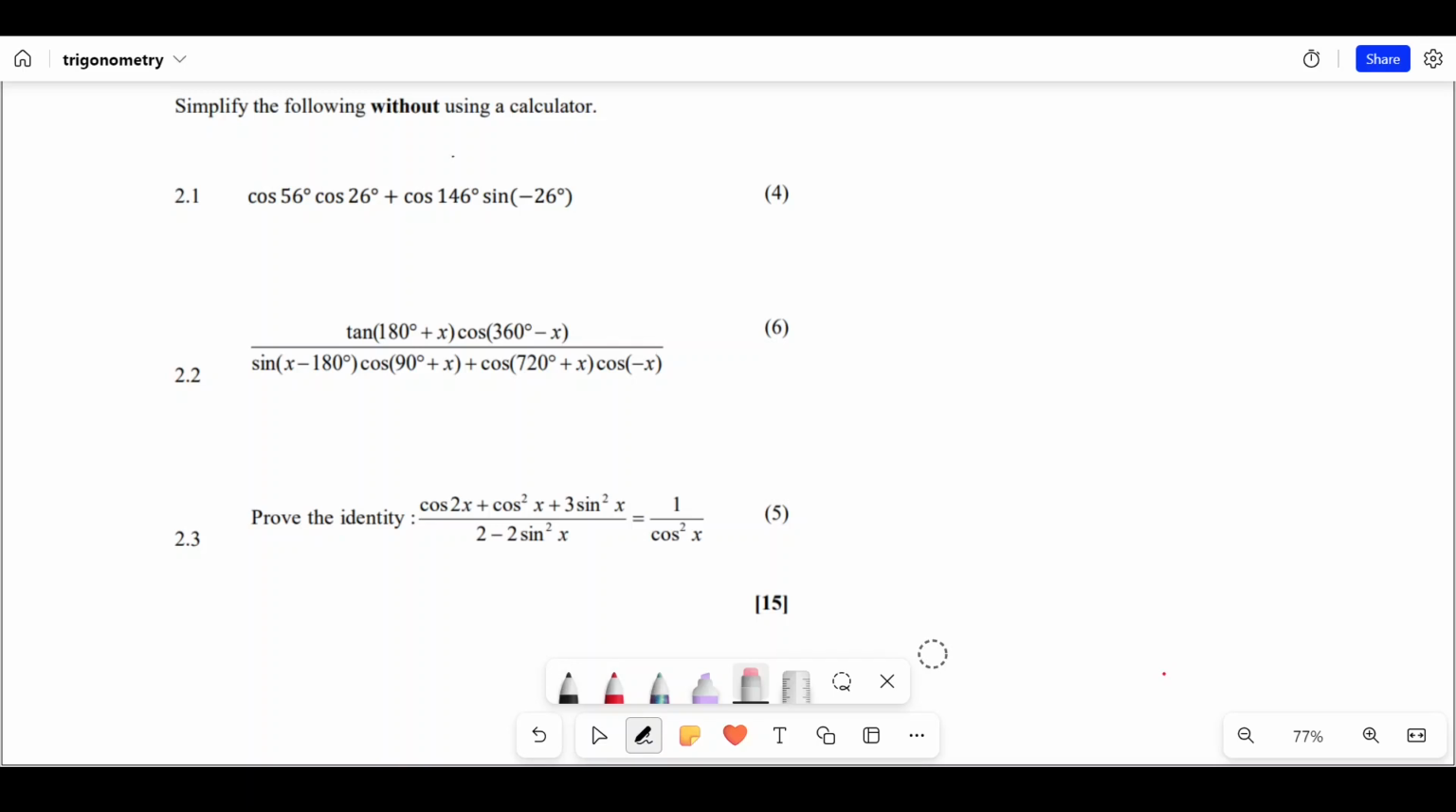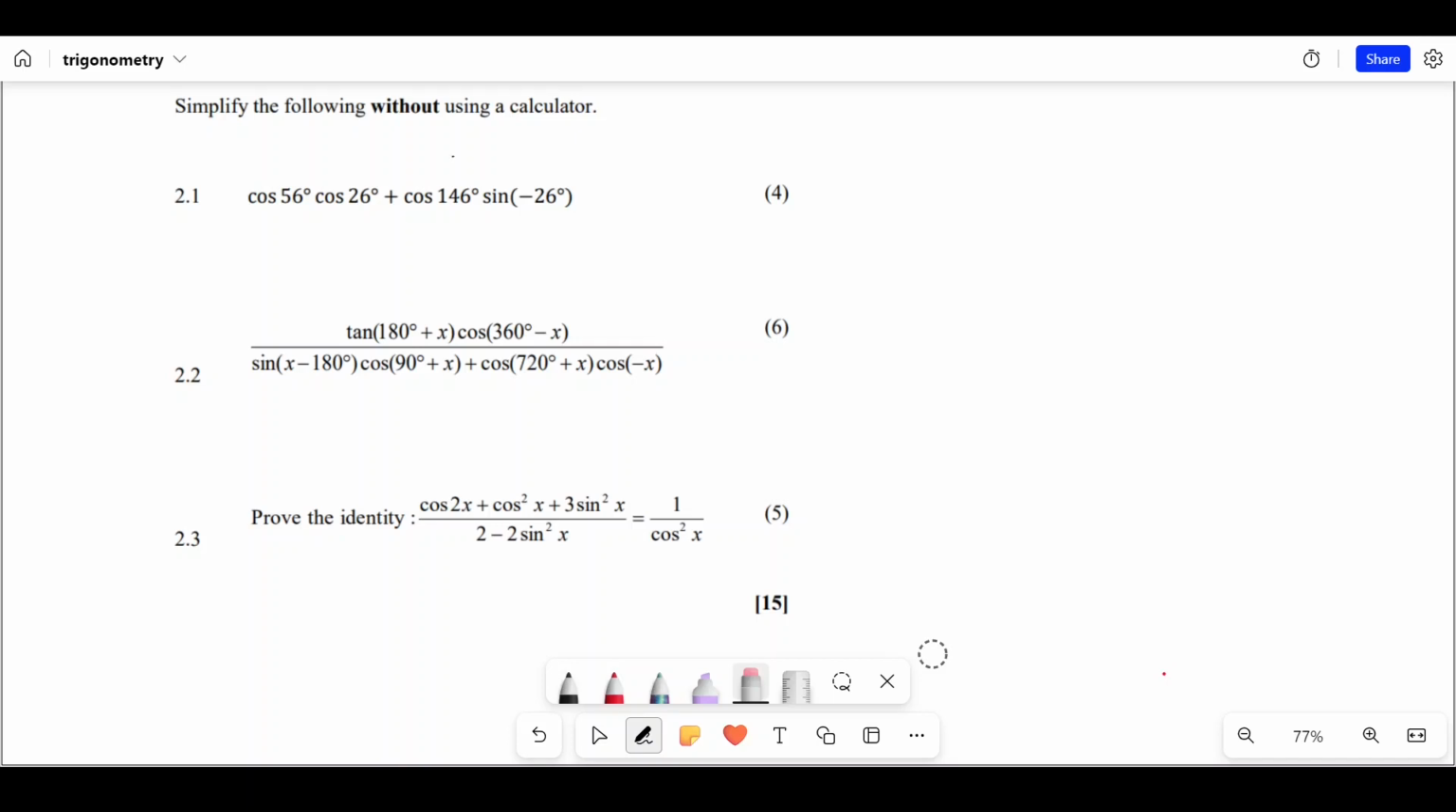Hello dear learners, let's continue with the one another lesson of trigonometry. Let's go to this question from the question paper. Simplify the following without using a calculator. 2.1: cos 56 cos 26 plus cos 146 times sine negative 26.